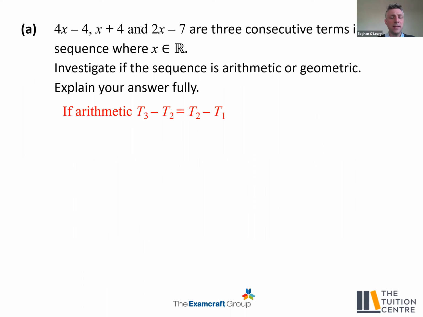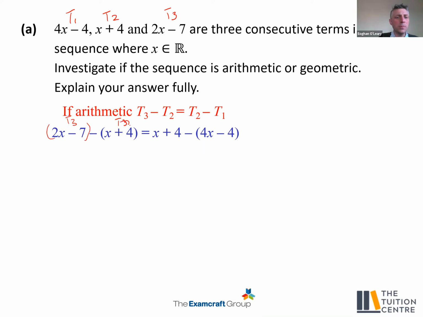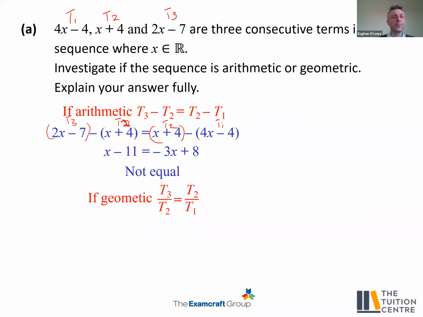So let's set this up. We know that this is our term 1, our term 2, and our term 3. So term 3 minus term 2 is there on the left-hand side, term 2 minus term 1 on the right-hand side. Let's just be careful removing the brackets, but the left-hand side is going to give you x minus 11. The right-hand side is going to give you minus 3x plus 8. Of course, those are not equal, so it is not arithmetic.